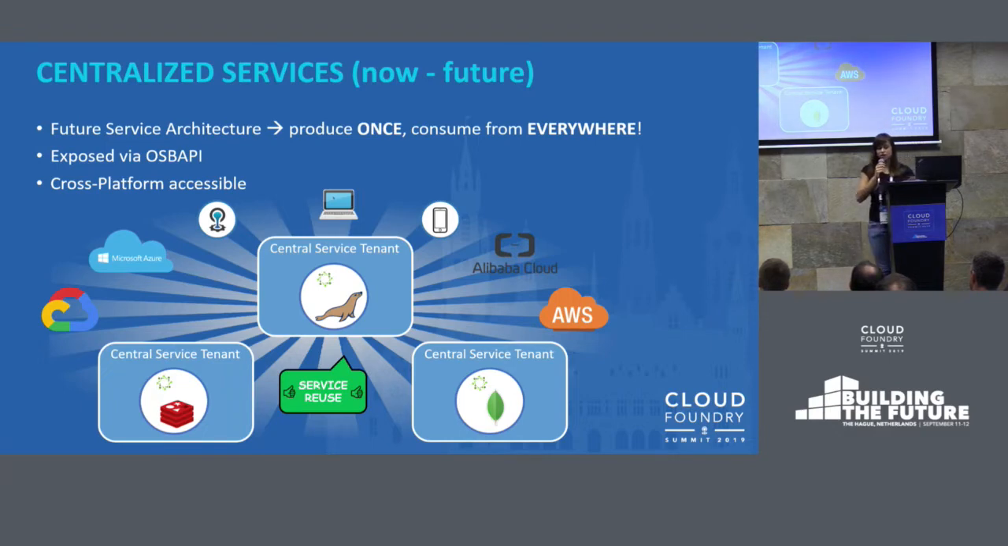And the third layer are the producers, and this can be anything that produces a service like RabbitMQ, S3, Oracle databases, whatever you can imagine. And the goal is that in the end, every produced service can be consumed from everywhere and not only within the app cloud.